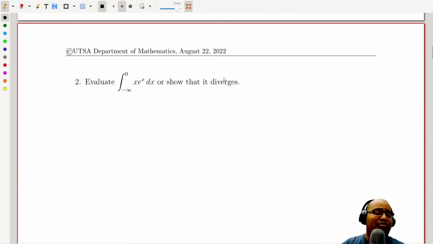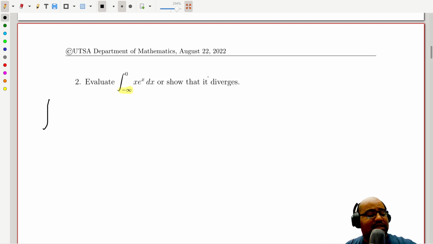Now we have this one here, the integral from minus infinity to 0 of x times e to the x dx. We want to evaluate this or show that it is divergent. Well, now again, we have our lower limit as minus infinity, so we're going to treat this as, again, a type 1 limit.